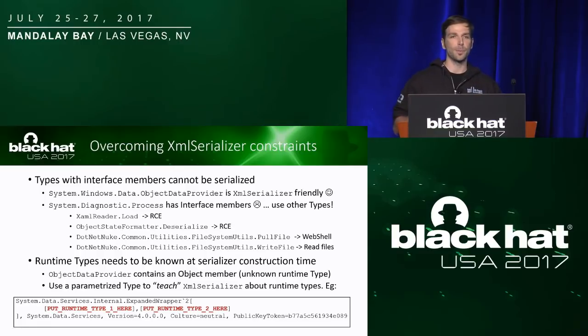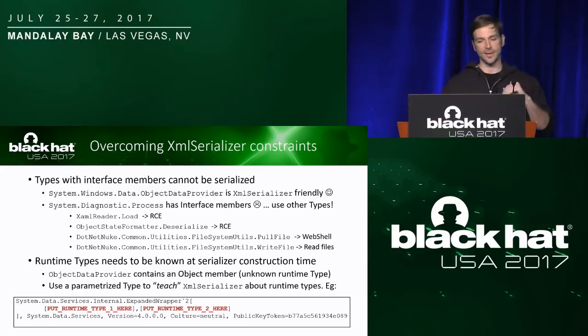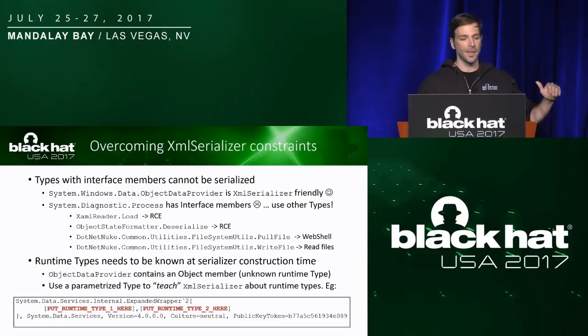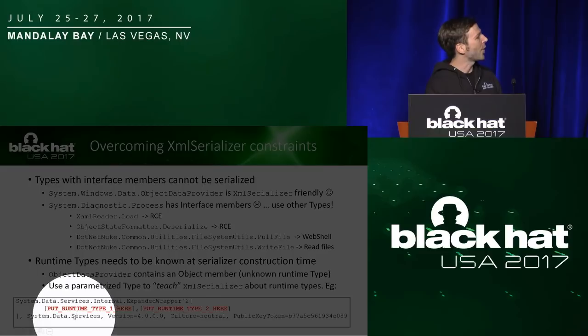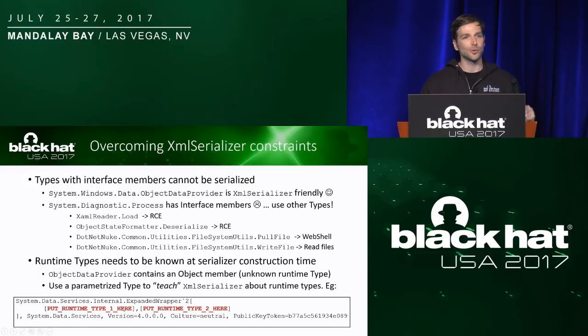So these types won't be in the whitelist, and so the XML serializer will prevent the deserialization of these types. So we needed to fool the XML serializer into including these types in the whitelist. The way we did it was by using this expected type, which is a parameterized type, and in the parameterized type we're placing our runtime types. So these are going to be included in the whitelist, and when we send our payload, it will work like a charm.